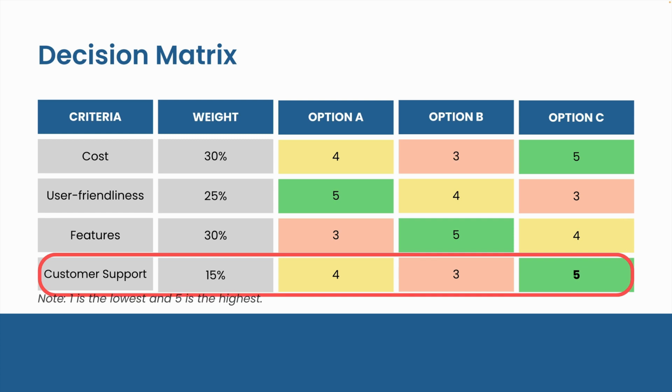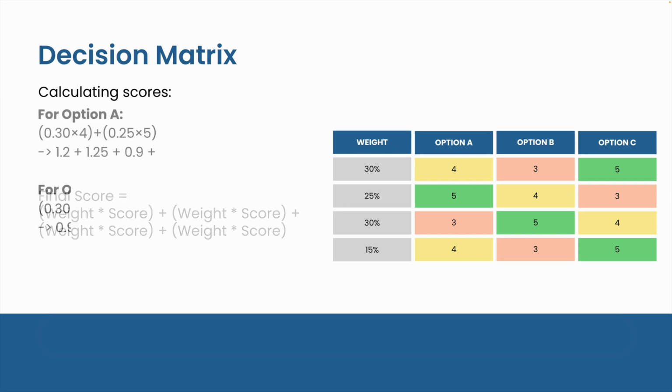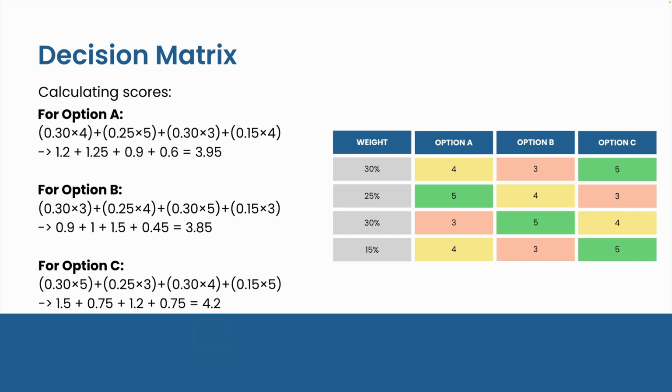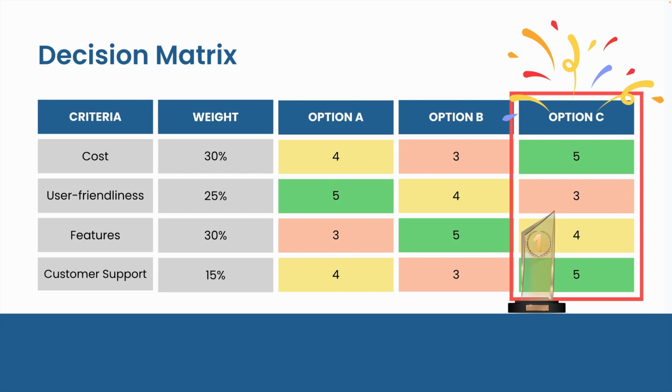The next thing to do is to calculate those scores. Now, this is just a simple matter of multiplying the scores by the weighting and then adding each one up together to give you a final score. I'll put the calculations on the screen here. I won't go through each of them. You can have a look at that if you want to pause the video. Ultimately, what we can see is option C came out at the highest at 4.2. Therefore, according to the decision matrix, option C has the highest total score and therefore would be the recommended choice for the project management software based on the specific criteria and the weighting that we chose.